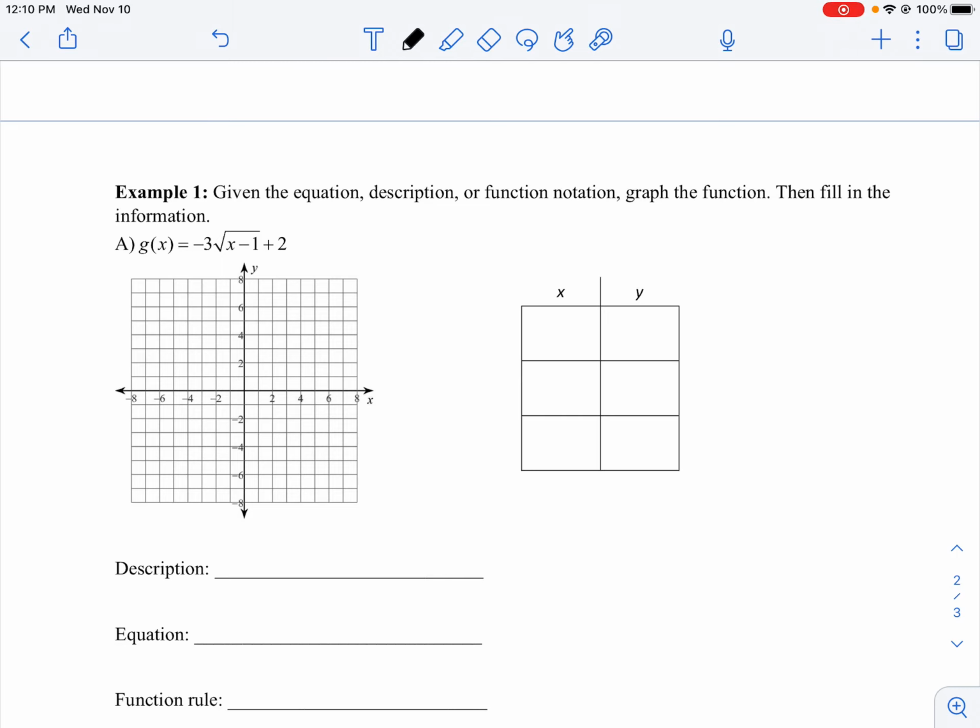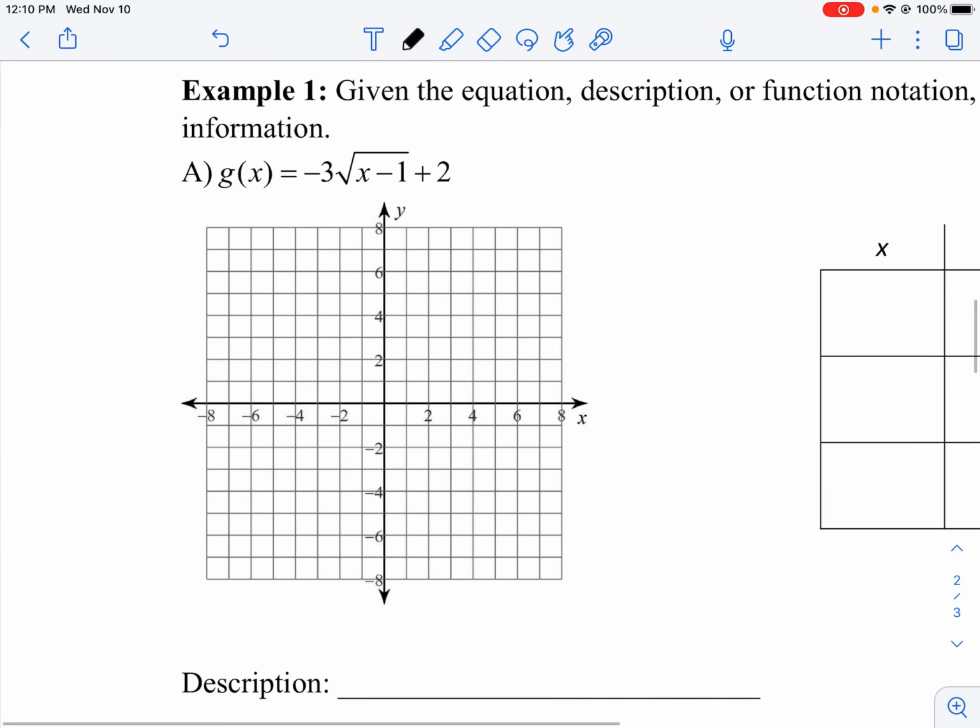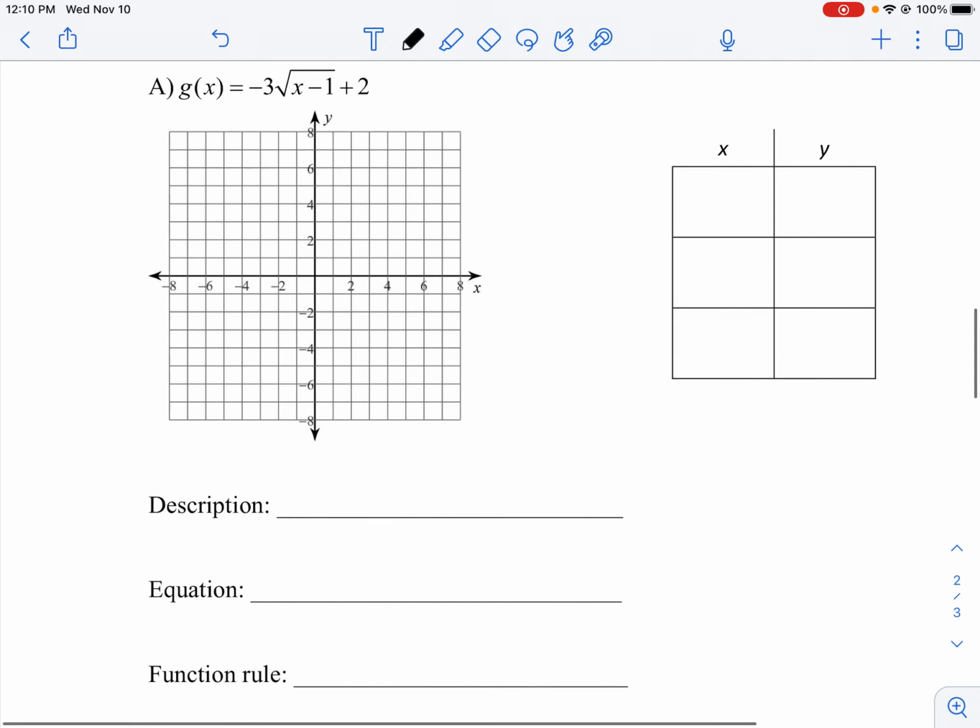Right? So first off, what is this? Is it an equation, a description, or a function notation? It is an equation. Remember, if you see an operation symbol, that tells you you have an equation. The square root is a literal operation symbol. So all we do is take that equation and copy it down below.